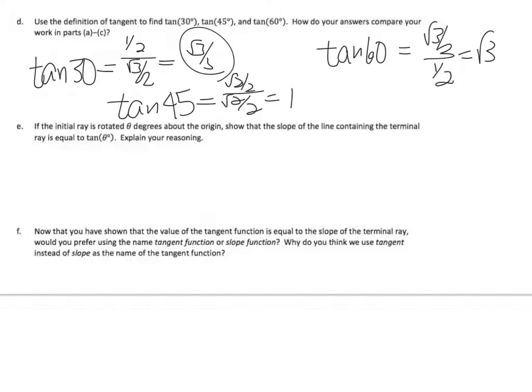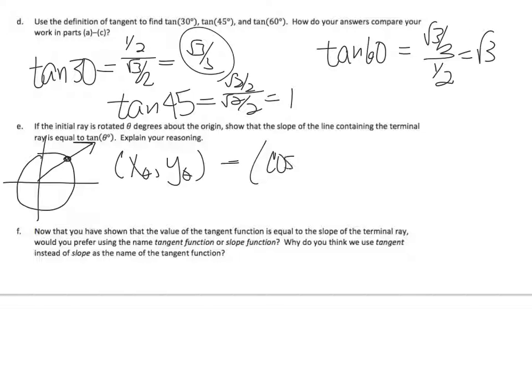If the initial ray is rotated theta degrees about the origin, show that the slope of the line containing the terminal ray is equal to tan theta. So our terminal line, if I draw a unit circle, no matter where it goes, is always going to intersect the circle at (x theta, y theta), which we've said is the same as (cosine theta, sine theta). So it's always going to pass through the origin, check. It's always going to pass through the unit circle at that ordered pair.